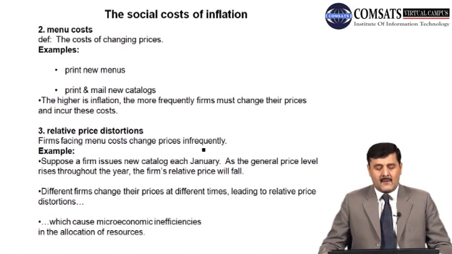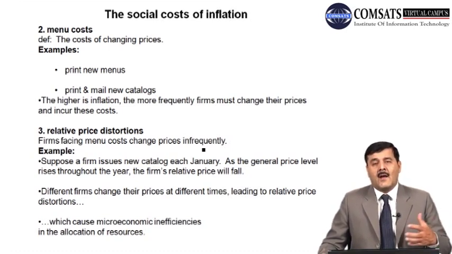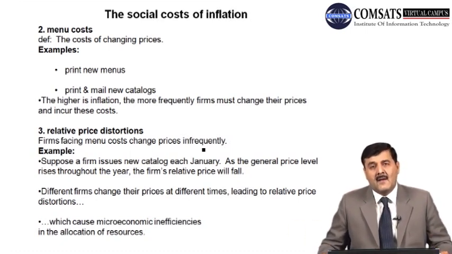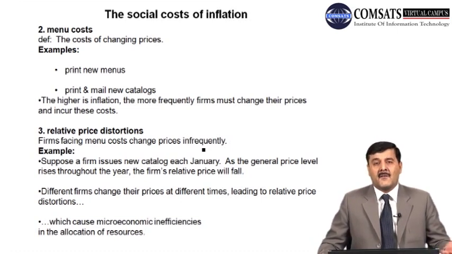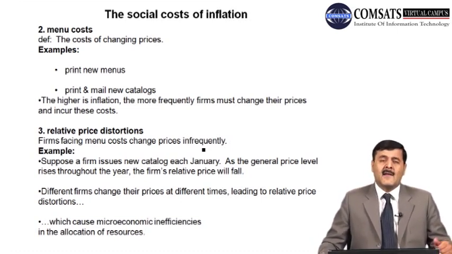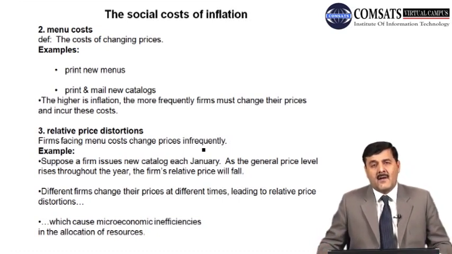So different firms change their prices at different times. Some firms will change their manual in January, some firms will change theirs in March, so they change manuals at different times, leading to relative price distortion. So there will be differences in the relative prices among the firms, and different firms will be charging different prices from the consumer. Price discrimination works in this way: they charge different prices from different consumers of the same product at different timings, which causes microeconomic distortions in the allocation of resources. So that can also disturb the allocation of resources.